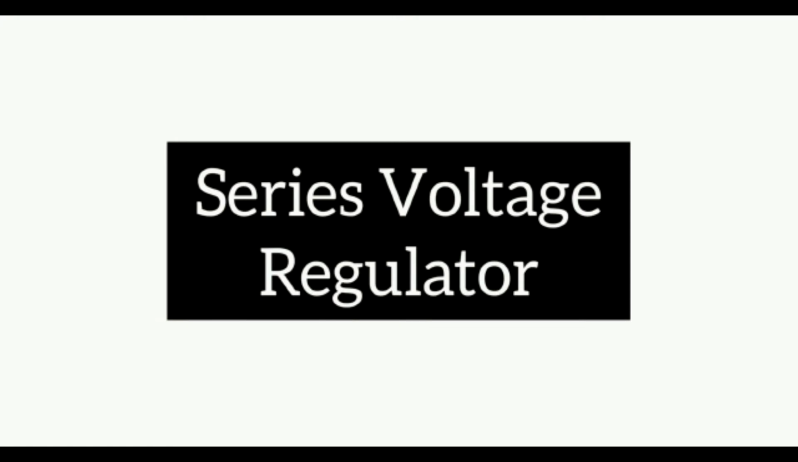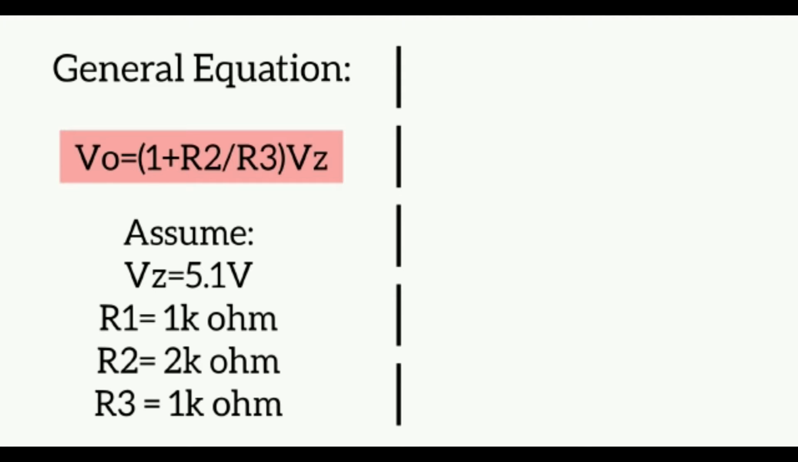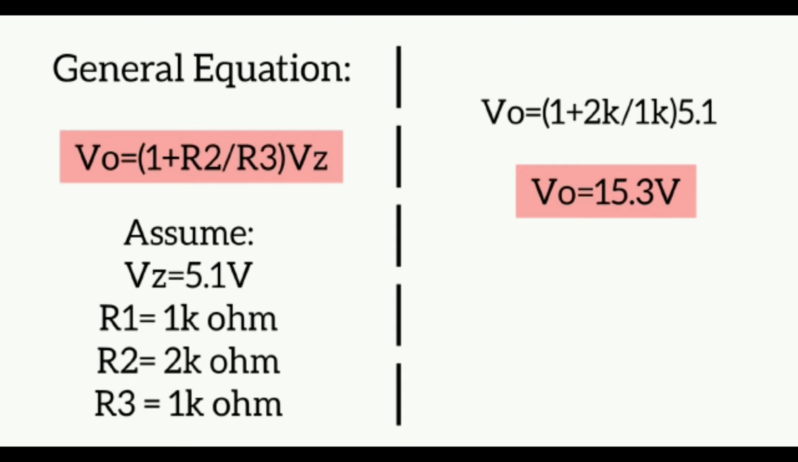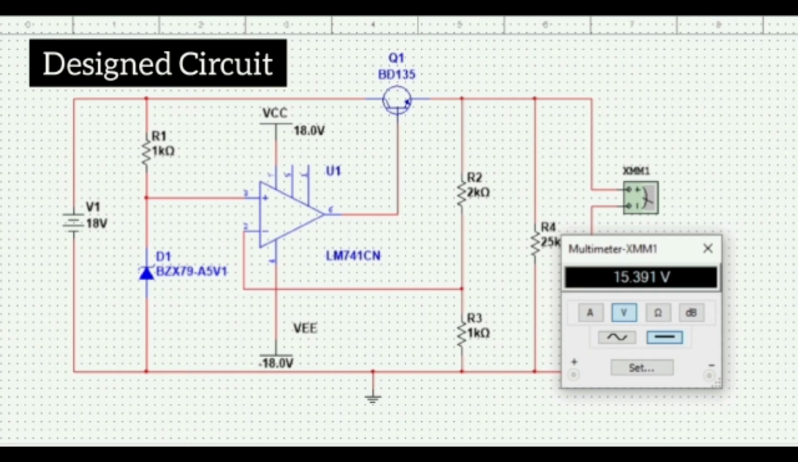Series voltage regulator. The general equation is Vout equals 1 plus R2 over R3, times Vz. Assuming the values of Vz, R2 and R3, the value of Vout can be obtained by substituting the values in the general equation. And now, the Vout is equal to 15.3 volts. The type of Zener diode used for the simulation is BZX79A5V1 with 5.1 volts.